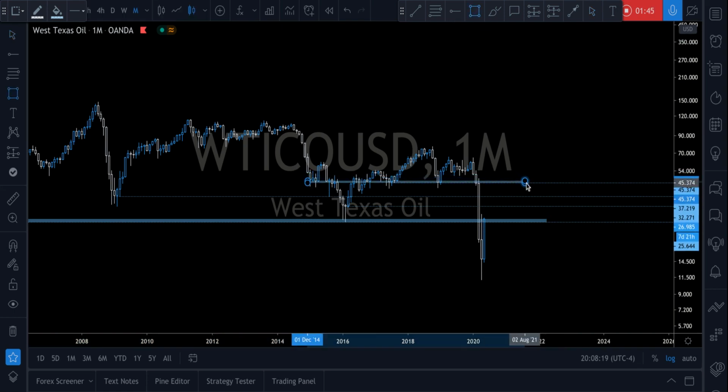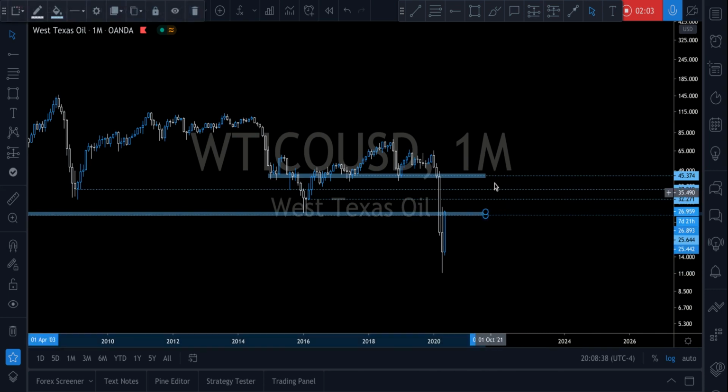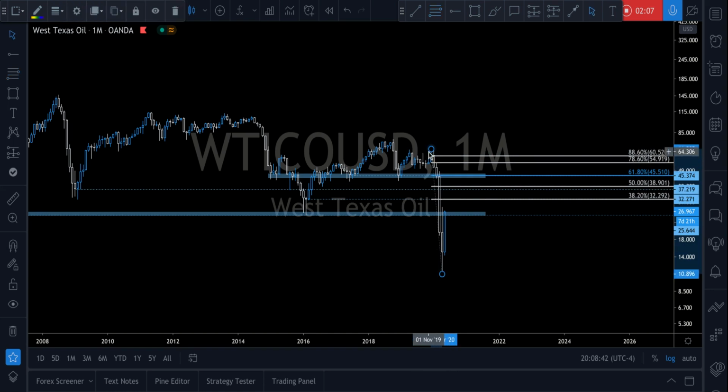You can see right here that we have multiple areas touching this as support, resistance, consolidation, support, and then it broke through finally and it just collapsed. So this is the monthly time frame. These other ones are potentially significant, and we can see what happens to them when we map on our Fibonacci.